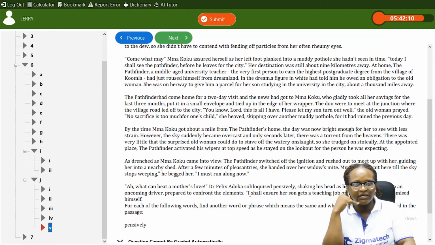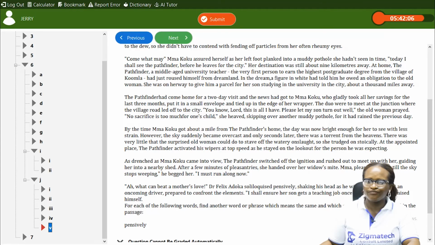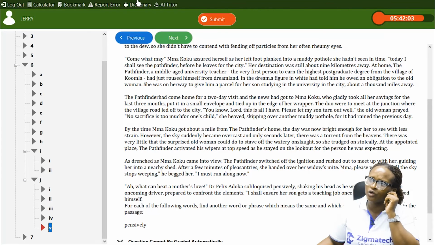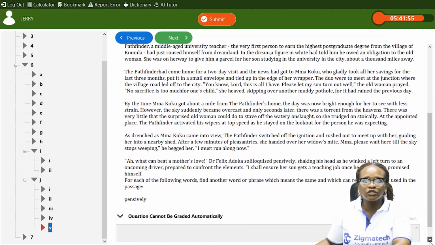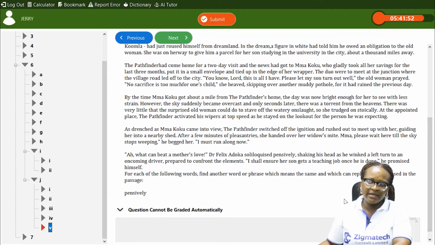What would you be thinking? He soliloquized thoughtfully. That's it. He soliloquized thoughtfully. Yes, so that's it. That's the word I will give to it. To soliloquize pensively means to do something thoughtfully, deeply. Yes, deeply. That's another word. So I've given you two words. He soliloquized thoughtfully, shaking his head. You would know that is a deep thinking. All right. So we've come to the end of the comprehension passage.